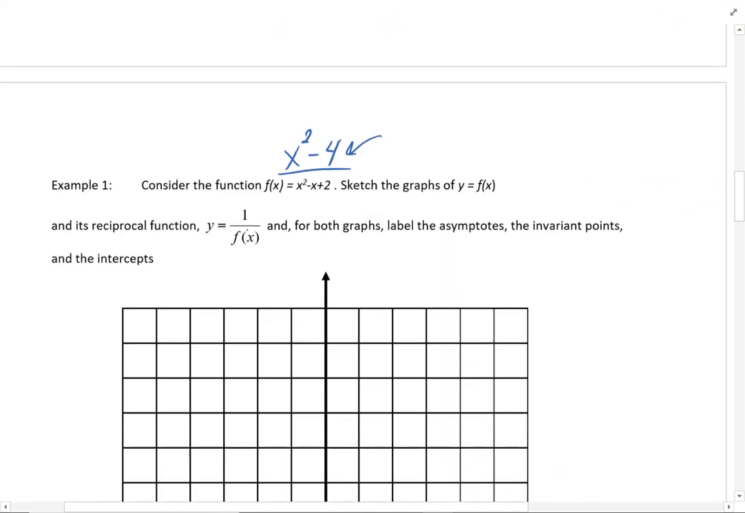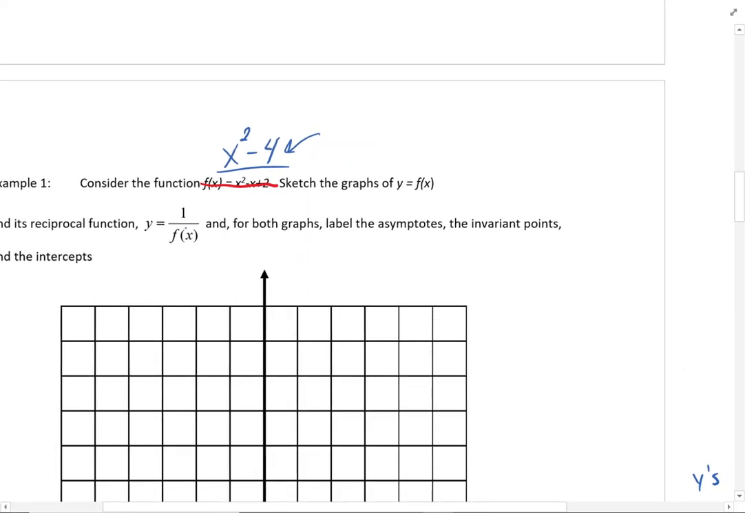All right, so I'm going to change it to x squared minus 4, just because we can do a few more things with this one than the one I had written there. So it should be x squared minus 4 on your sheet. So, all right, let's do this example. It says sketch the graphs of y is equal to f of x.